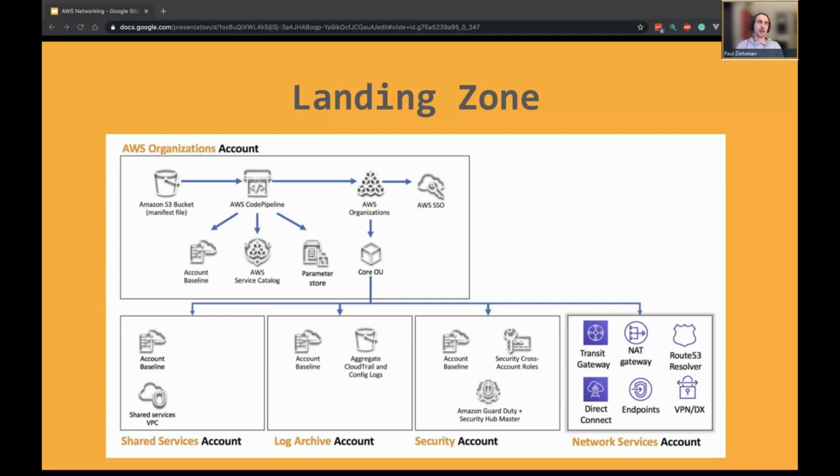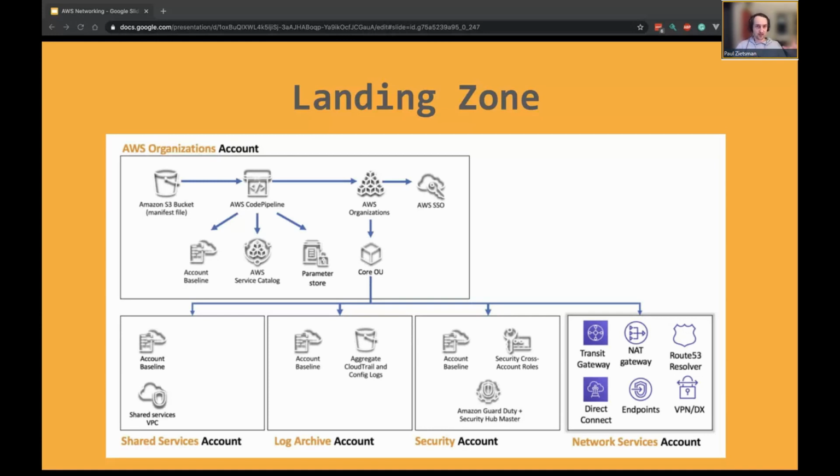So for VPC to VPC connectivity, there's two main models. There's this many-to-many, almost like a mesh network, and then there's this hub and spoke environment. And the many-to-many is this worst case that everyone talks about.